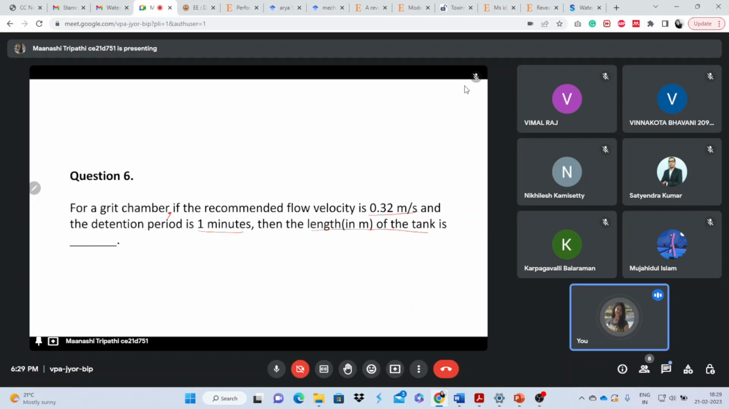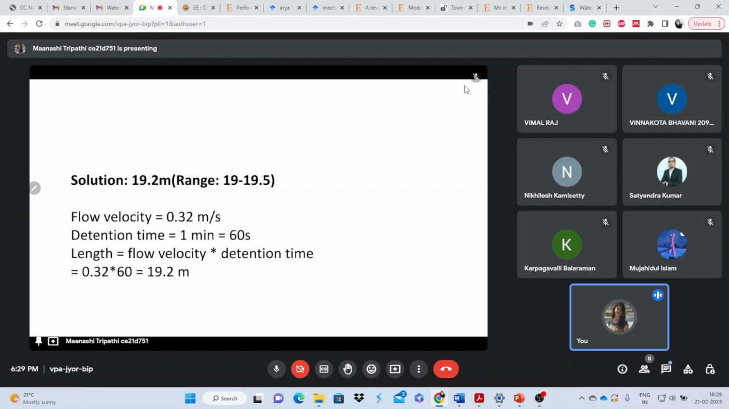Okay, let's see the answer. Flow velocity is given in meters per second, 0.32. Detention time is 1 minute, that is 60 seconds. So what will be the length? Flow velocity into detention time. So here is what we got. Please check the calculation.